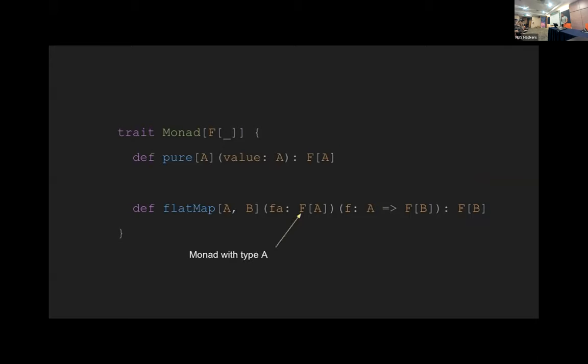The second method is flatMap. What it does is the sequencing of a monad. So you want to make FA followed by FB. It takes the monad with type A, applies the function to it, and returns the same monad with type B. So this guarantees that FA will always be followed by FB.